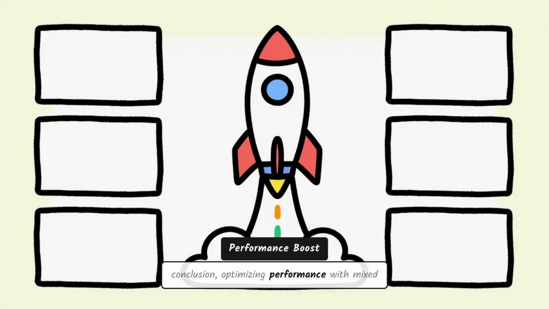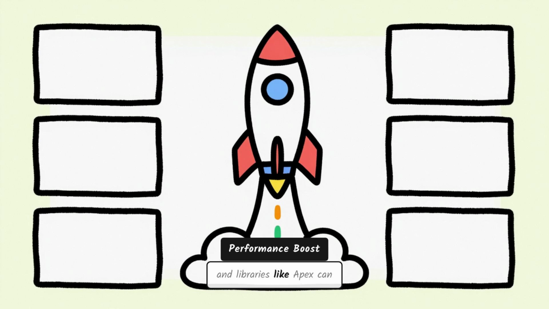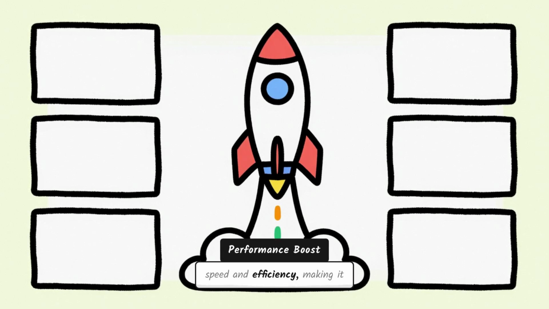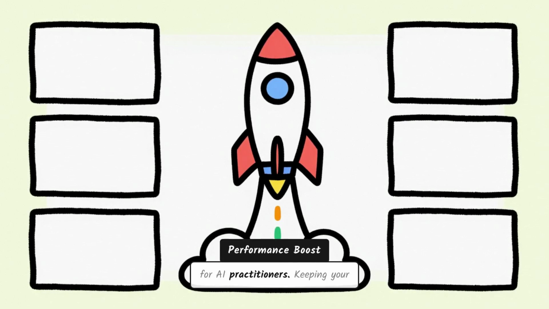In conclusion, optimizing performance with mixed precision and libraries like Apex can provide significant benefits in speed and efficiency, making it a valuable technique for AI practitioners.